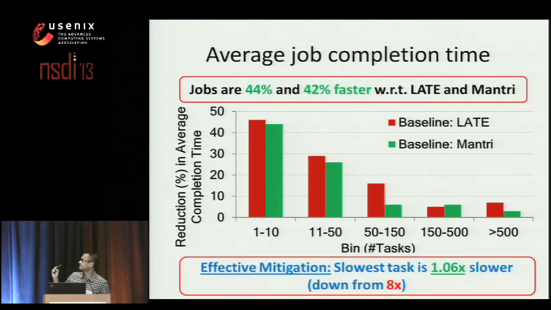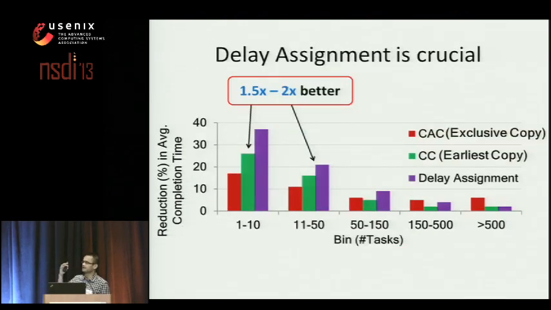Importantly, the slowest task now runs just a little slower than the median task in the job. Recall that this value is down from the 8x and the 6x value that I mentioned at the beginning of my talk. The key reason why we get this is because we have delay assignment that balances out nicely between the two extreme options that we had, CAC that went for the exclusive copy and CC that went for the earliest copy. Clearly, our delay assignment is about 1.5 to 2 times better in terms of the gains it provides compared to these two extreme options.